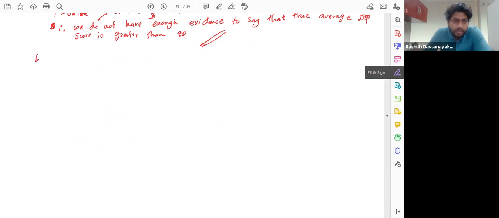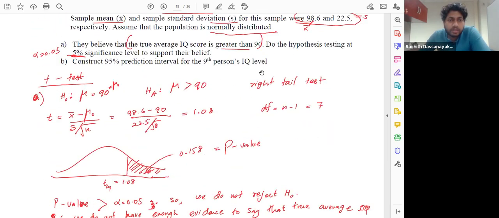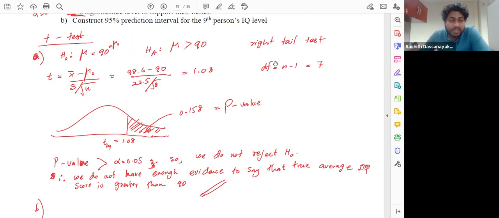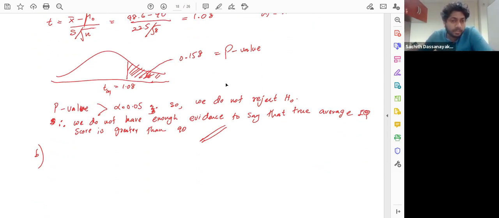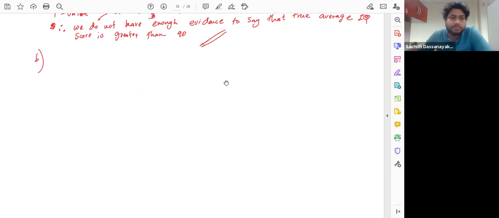Once we move to part B, let me check the time. Okay, it is 33. I have time. Part B asks to construct a 95% prediction interval for the ninth IQ level. That's another case. Once we need to predict the next person's IQ level, we just need to find the prediction interval. If we know the prediction interval, we can say the ninth IQ level is definitely inside this interval. That's the purpose of the prediction interval. That's why we call it a prediction interval.